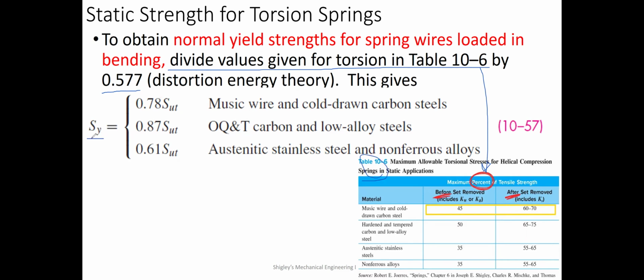Therefore, for the yielding stress, the tension yielding stress for music wire, a cold drawn carbon steel, is 0.78 SUT, right? To get SUT, I have to figure out the A and M parameters. There are different materials with different yielding stresses.